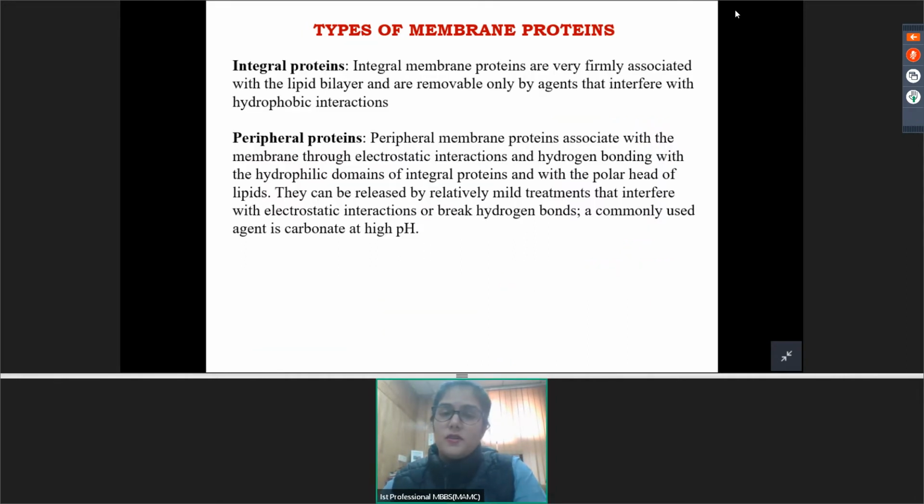Okay. Next, we come to the type of membrane proteins. So there are two types of proteins that are present: integral proteins and peripheral proteins. Integral membrane proteins are very firmly associated with the lipid bilayer and are removable only by agents that interfere with hydrophobic interactions. Peripheral proteins associate with the membrane through electrostatic interactions and hydrogen bonding with the hydrophilic domains of integral proteins. They can be released by relatively mild treatments that interfere with the electrostatic interactions, like changing the pH.